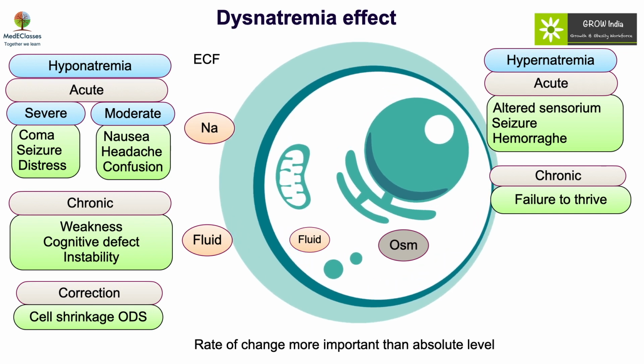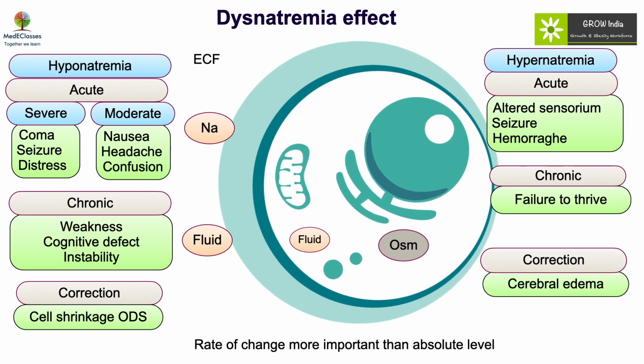Now, if we correct the sodium rapidly, there would be a risk of cerebral edema. So hyponatremia causes cerebral edema in terms of initial presentation and cell shrinkage causing problems in the treatment phase, while hypernatremia will cause cell shrinkage in the initial phase and cerebral edema if we correct it too rapidly.